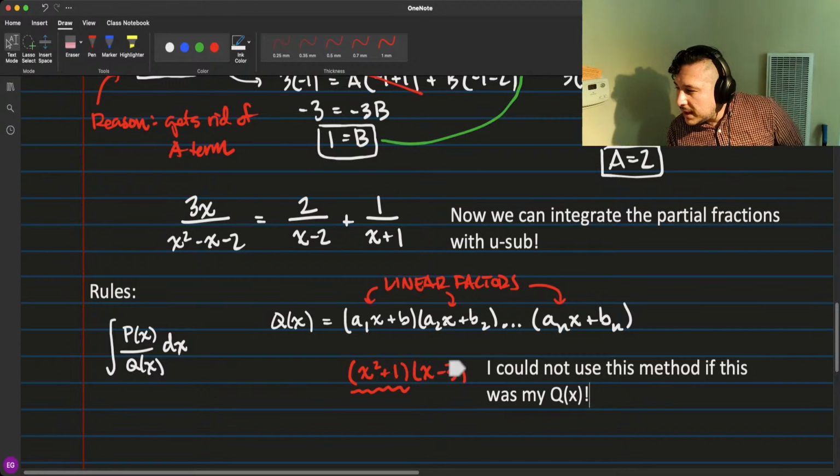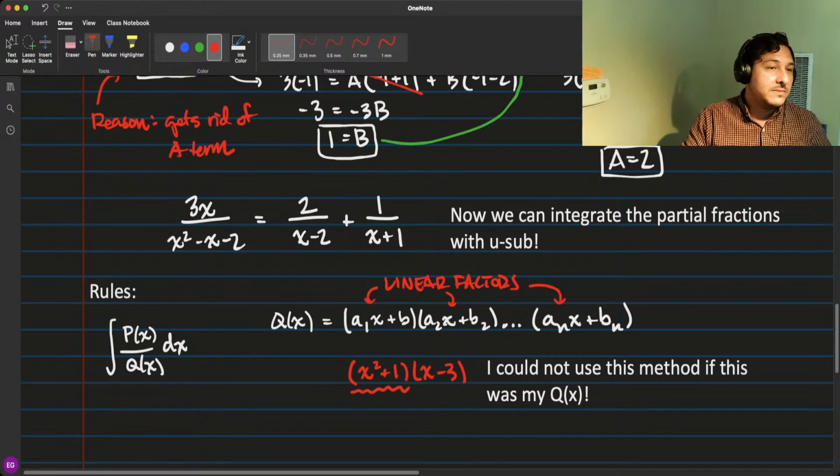Is the first one a1x plus b1? Did you not put a 1 there because it's understood? Oh no, I just forgot. I messed up. It's a good catch though.